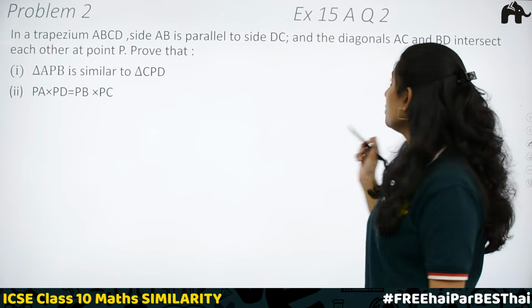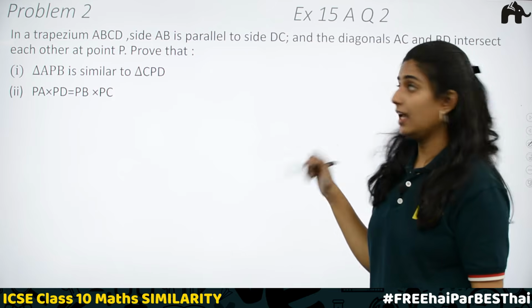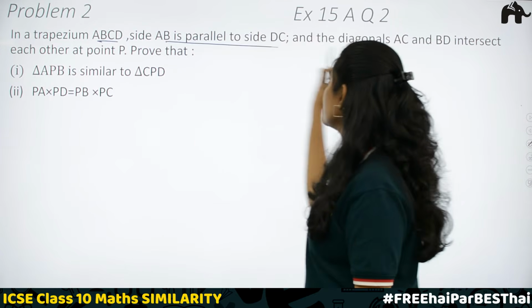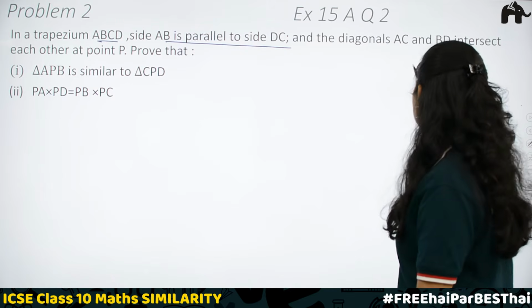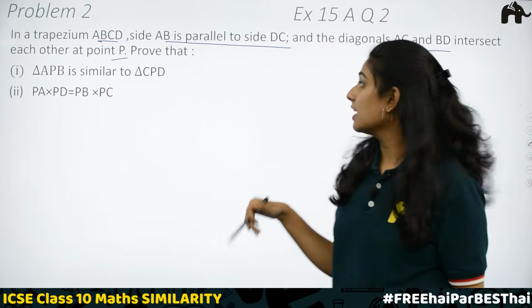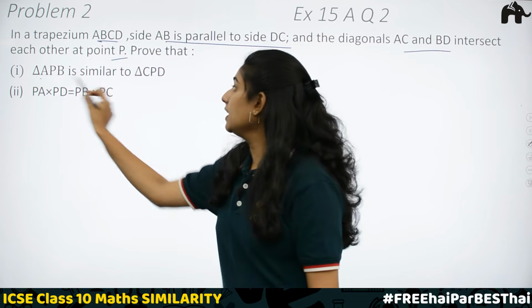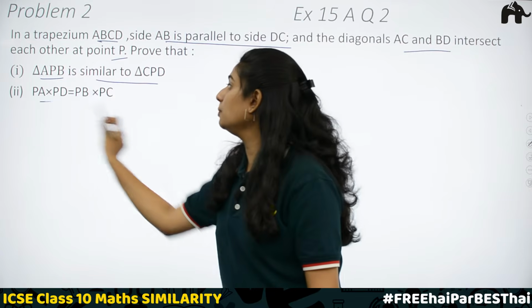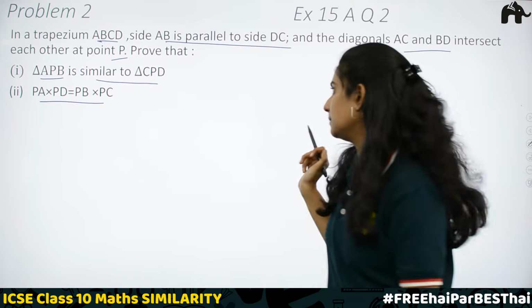Now, the second problem, question 2 of exercise 15A. In a trapezium ABCD, side AB is parallel to side DC and the diagonals AC and BD intersect each other at point P. Prove that first, triangle APB is similar to triangle CPD, and second, PA into PD is equal to PB into PC.